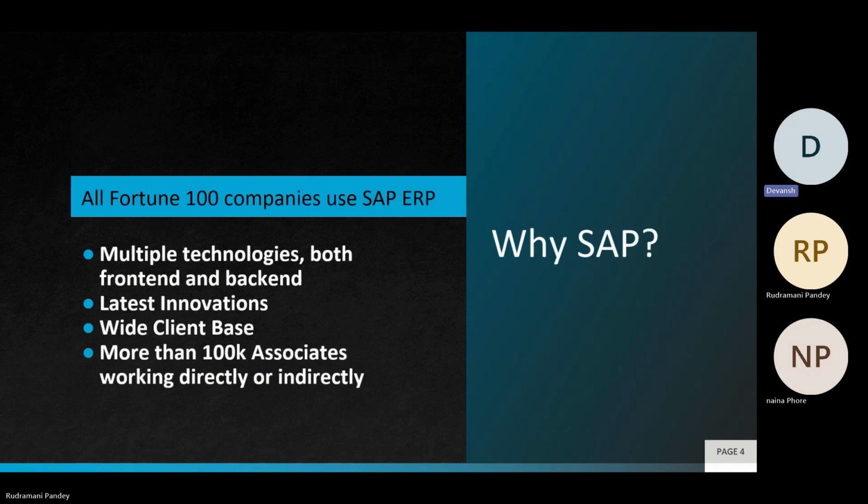So all Fortune 100 companies use SAP ERP. Yes, all of them are using ERP. That's a very big statement, you can say. They have both front end and back end, basically multiple technologies. They have their own back end where you can build your ERP solutions yourself if you have your support team. So all these Fortune 100 companies need an SAP team to manage their backend.